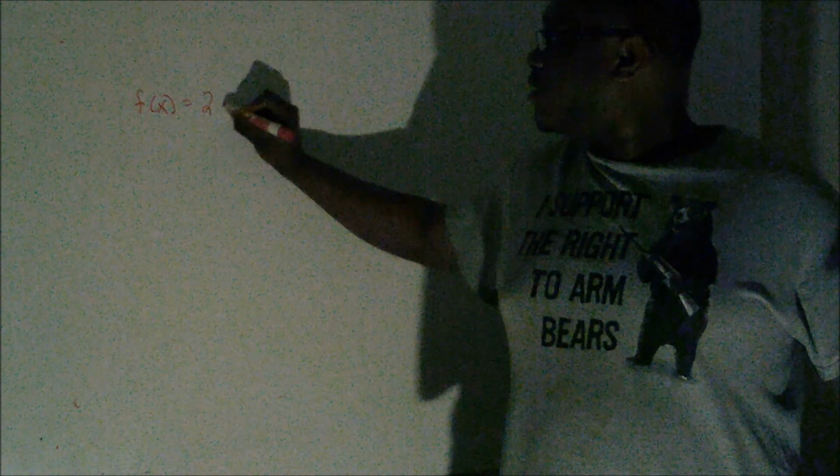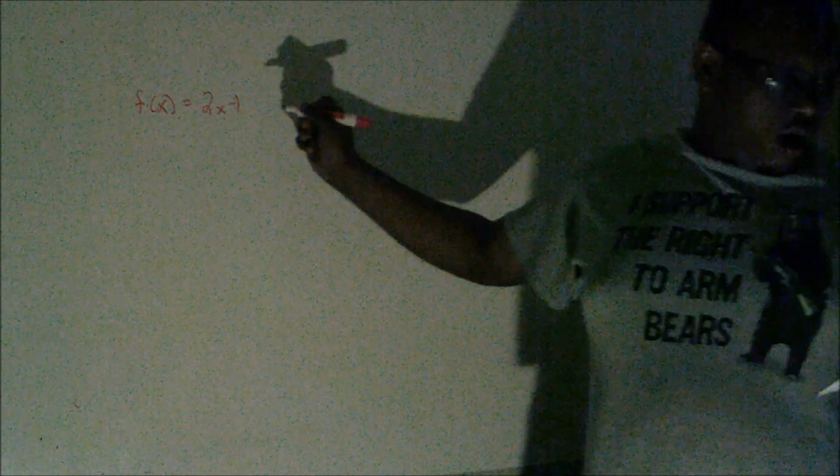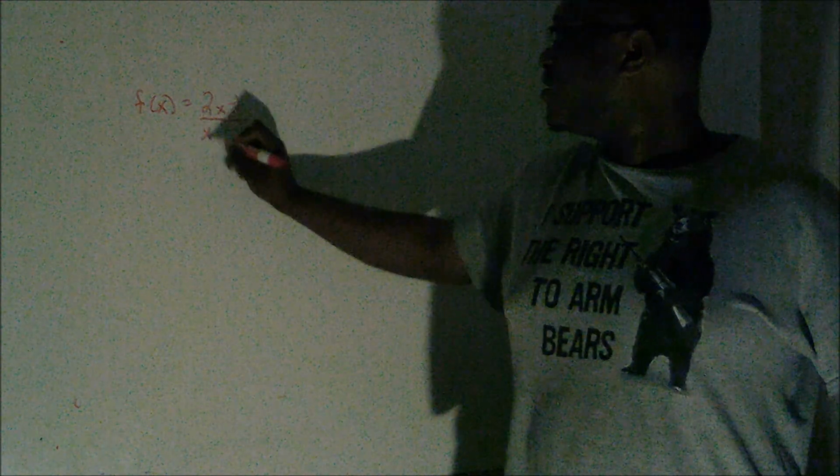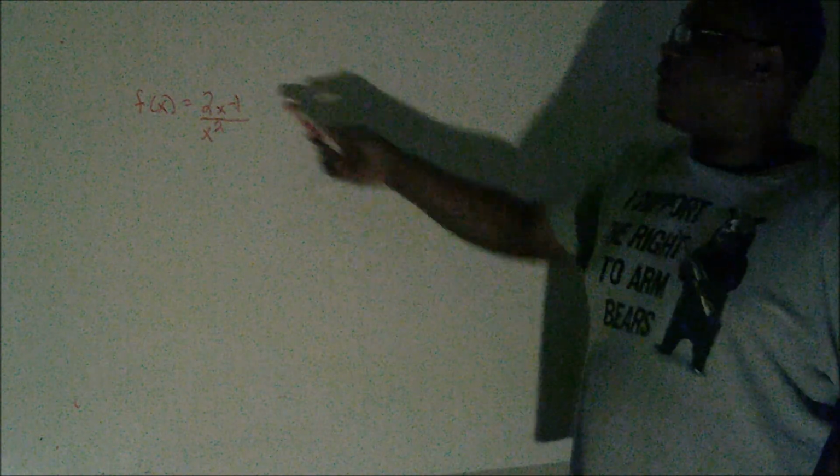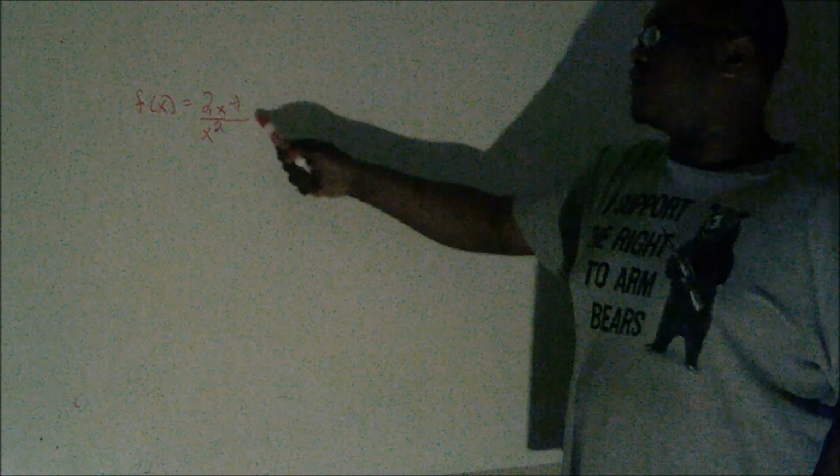So our next example, we have f of x equals 2x minus 1 all over x squared. Now, if we look here, we see that we have a function on top, 2x minus 1, divided by a function on the bottom, x squared. Since we know this is a division sign here, we know we're going to use the quotient rule.